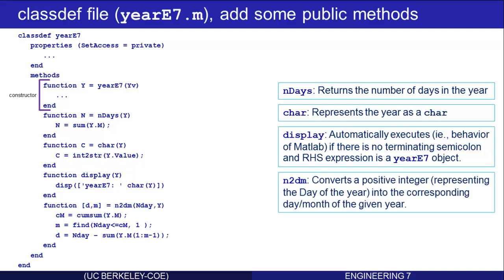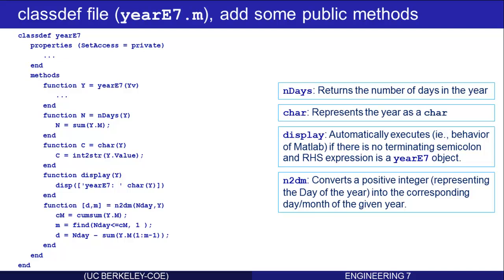Finally, n2dm converts a positive integer representing the day of the year into the corresponding day and month of the given year. We'll look at that code in a little more detail to see how it works. As an example, the 56th day of 2013 is February 25th, and that's exactly what that code will produce.